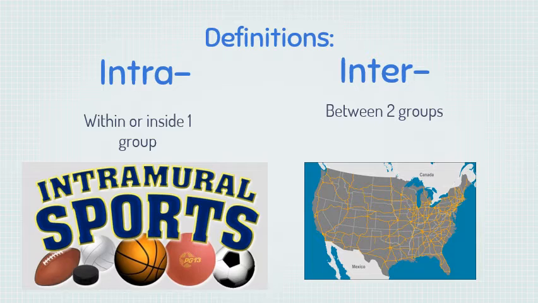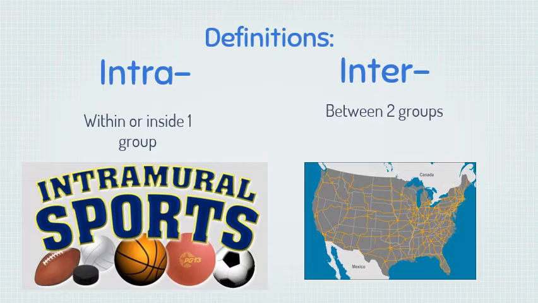So the best example that I've got for intra would be intramural sports. Many colleges have intramural sports, and these would be people that want to play sports but aren't on the varsity teams. The varsity team would play against other colleges and universities, but students who still want to play football or soccer can play on an intramural team, and they'll play against other students still from that same university.